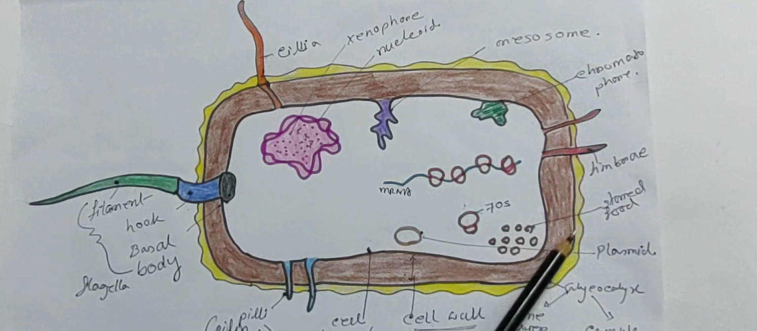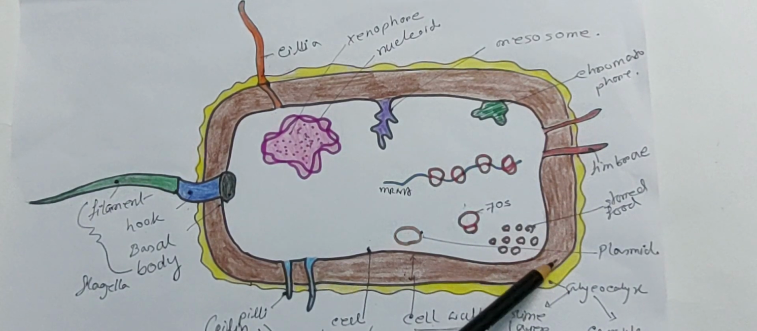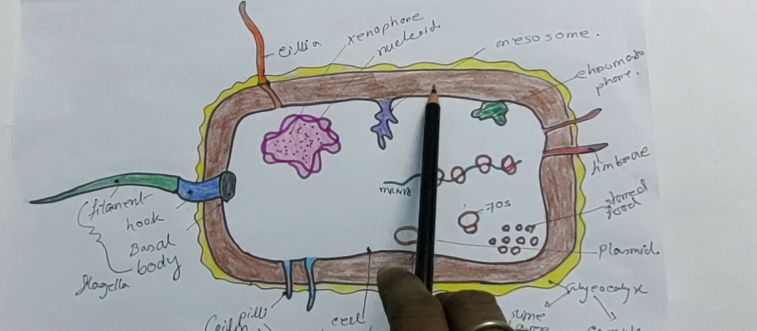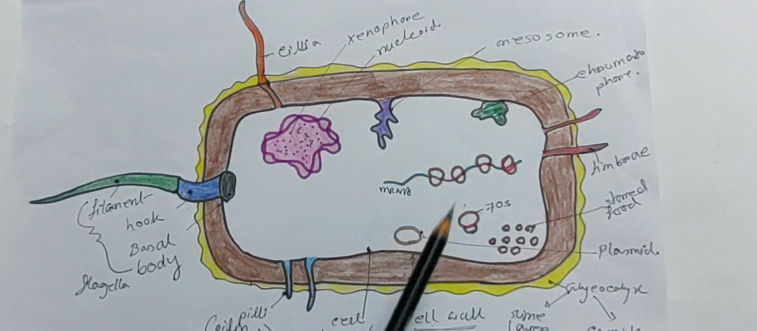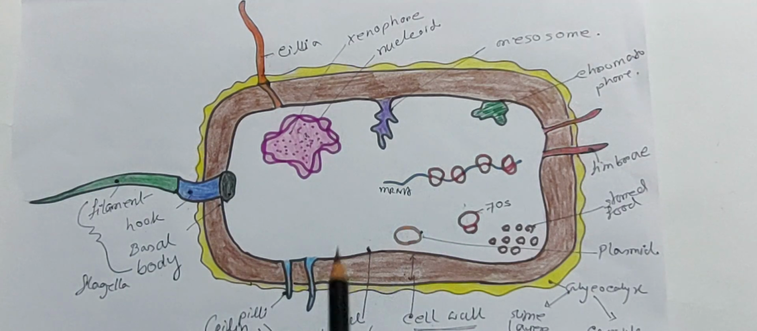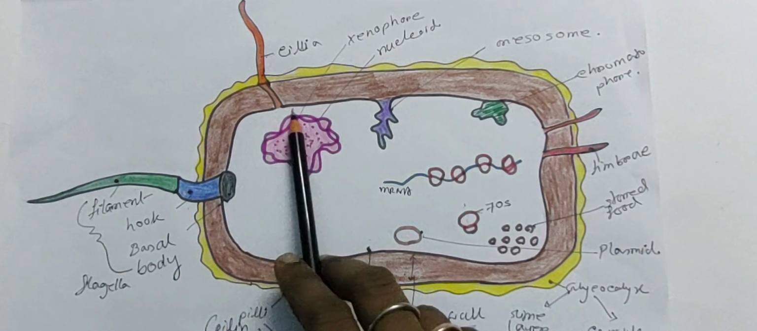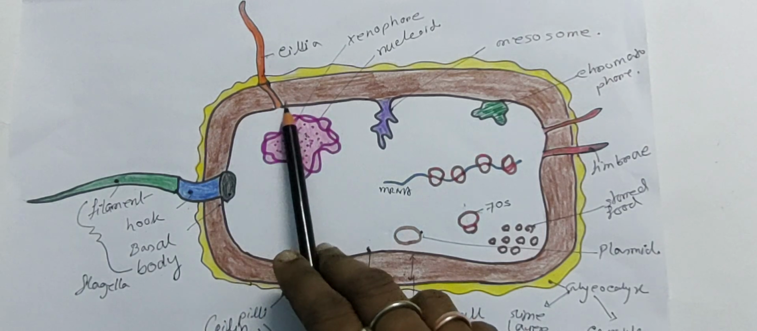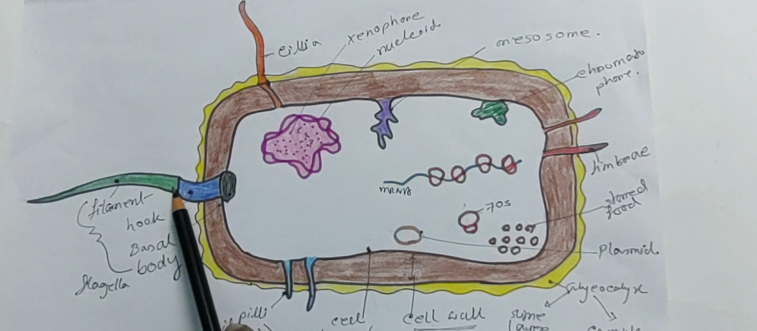At the outermost covering there is a layer, the glycocalyx, that gives protection to the bacteria. Below the glycocalyx there is a thick cell wall made up of peptidoglycan, and depending on the thickness of the peptidoglycan, the bacterial cell is of two types, gram-positive and gram-negative. Then there are two locomotory organs, cilia and flagella. Flagella are made up of flagellin protein. Flagella have three parts: basal body, hook and filament.